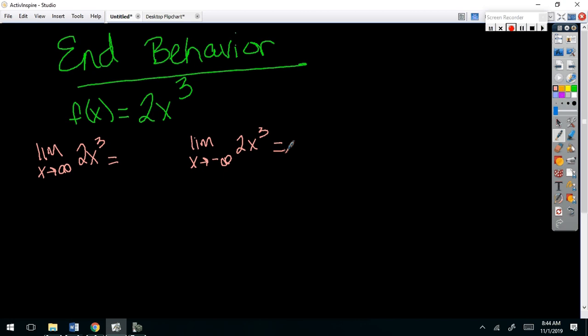Infinity. So you're saying the right side of the graph goes up. Okay? Whenever you graph this, it's a cubic. It's going to look kind of like this, right? The limit. Is that what you got when you graphed it? Something like that?